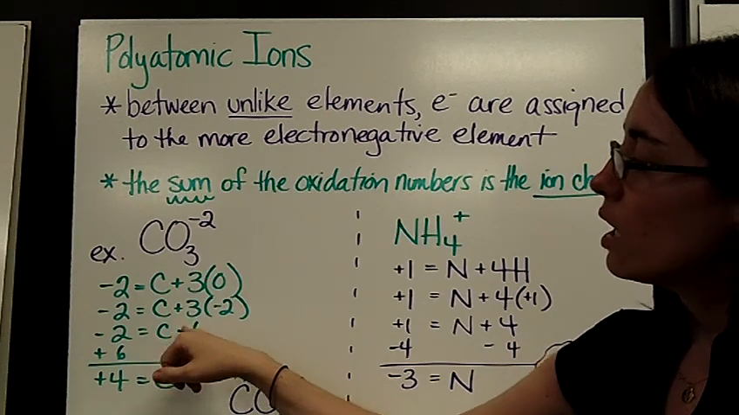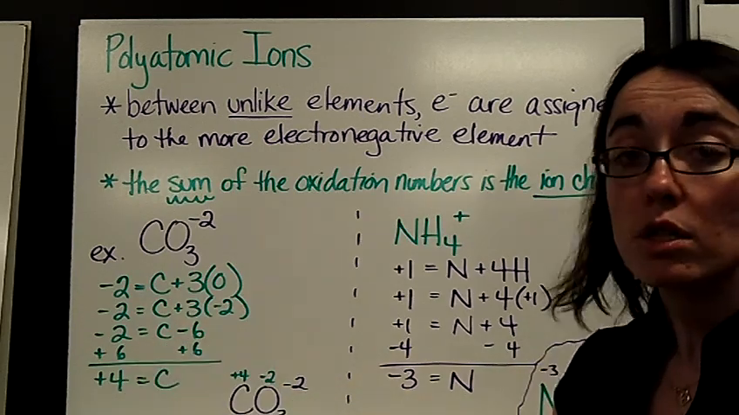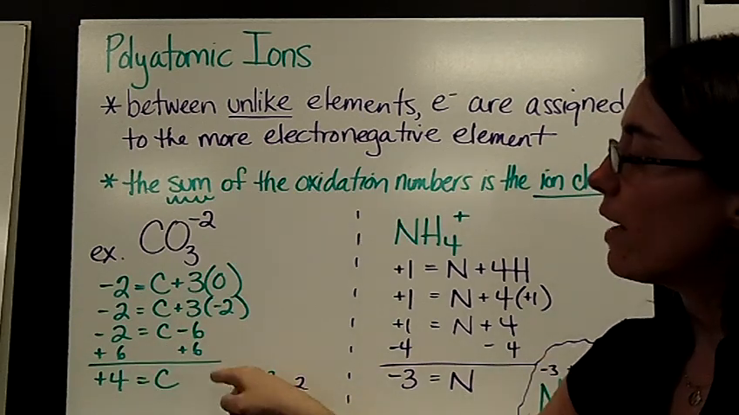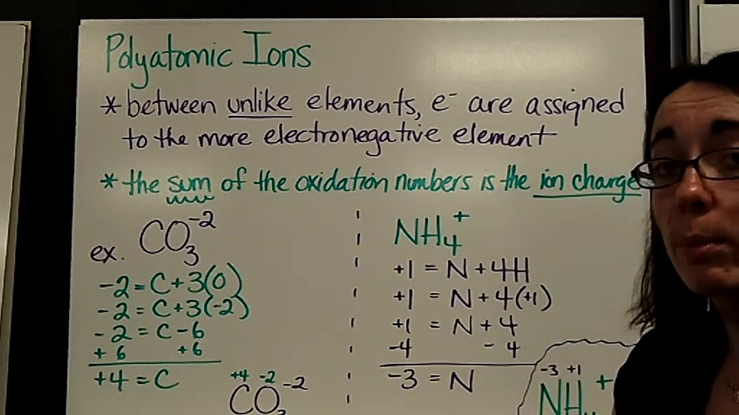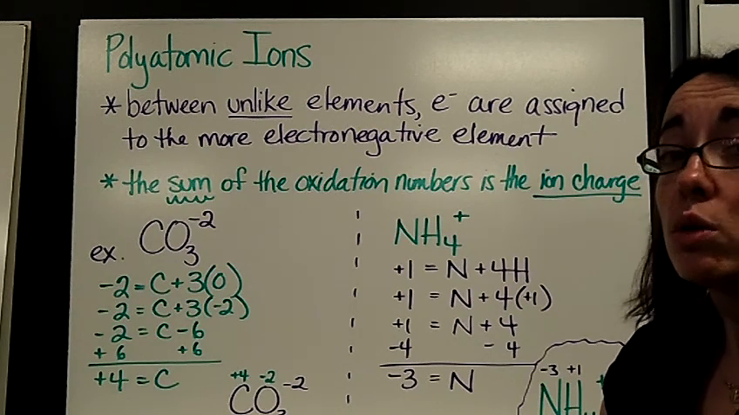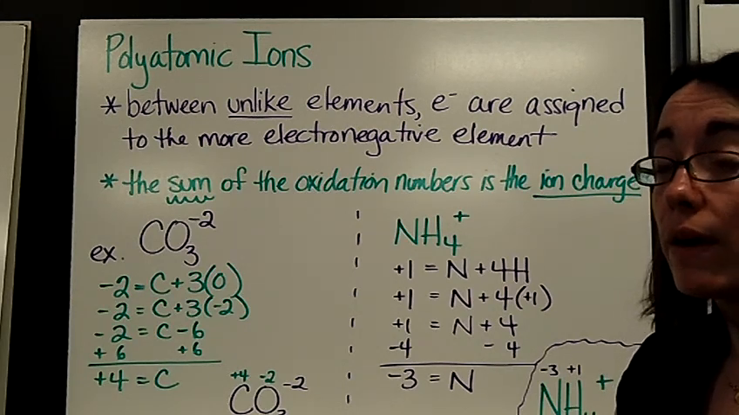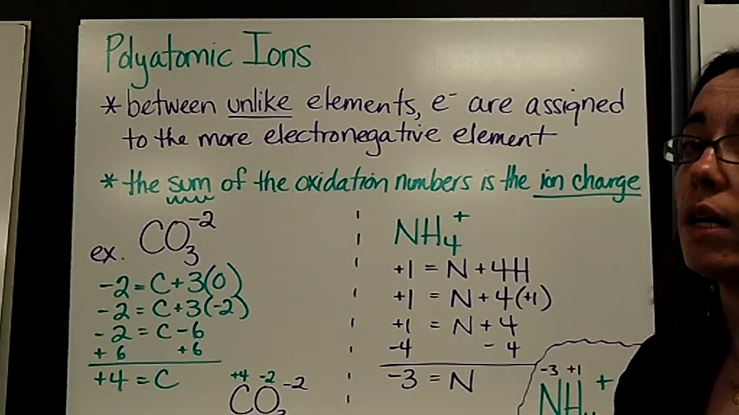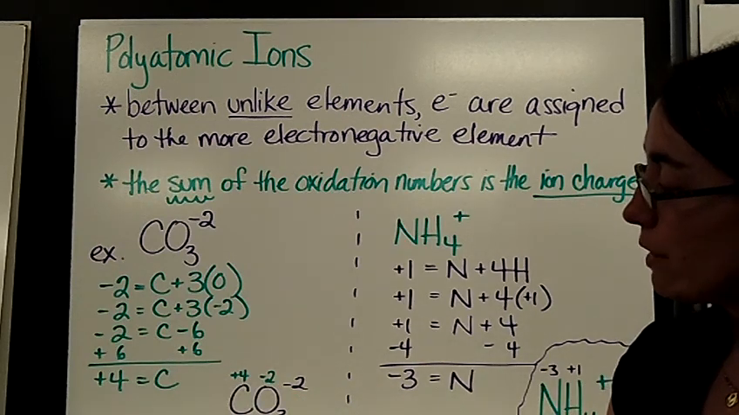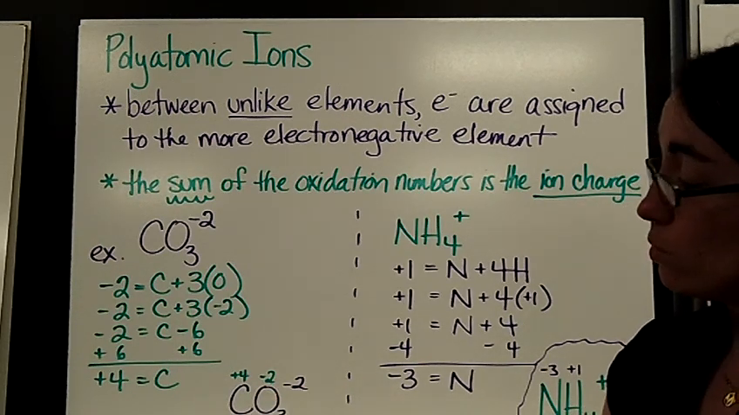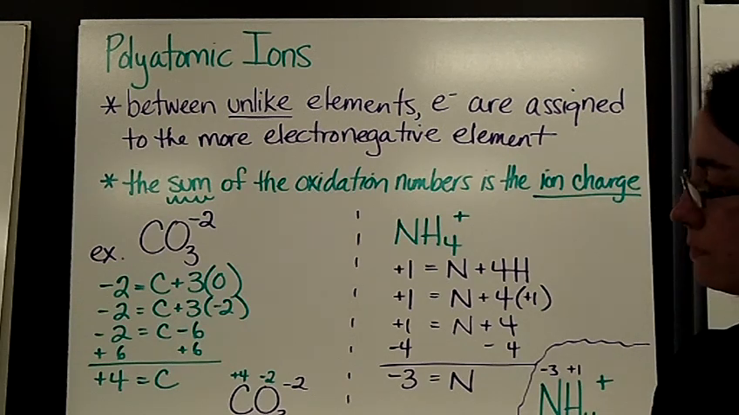I then need to get the carbon all by itself, so I add 6 to both sides. Once I've added 6 to both sides, I find that carbon has an oxidation number of +4. You can check your periodic table and you'll find that +4 is one of our options. So I will write that with the +4 directly above the C and the -2 directly above the oxygen.